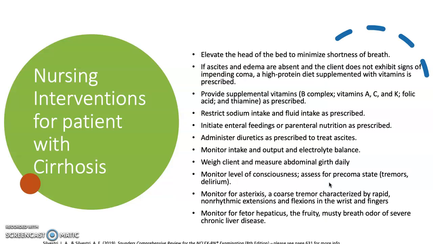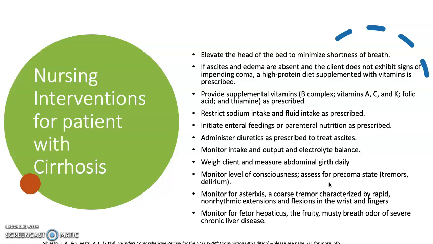So let's talk about nursing interventions for a patient with cirrhosis, and there's quite a few. A couple that stand out are administering diuretics. We want to weigh the client every day, measure the abdominal girth daily. We want to restrict sodium intake and fluid intake. Obviously, elevate the head of the bed to minimize shortness of breath. We want a high protein diet, provide supplements as needed. Depending on what their nutrition is, initiate feedings as prescribed.